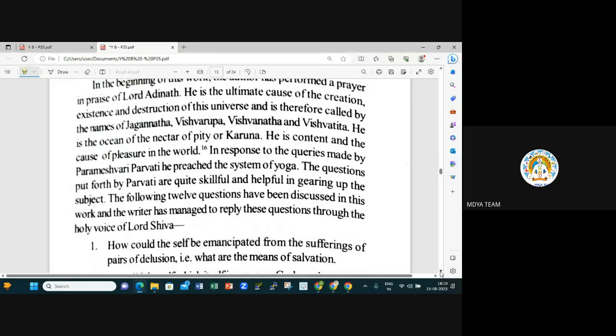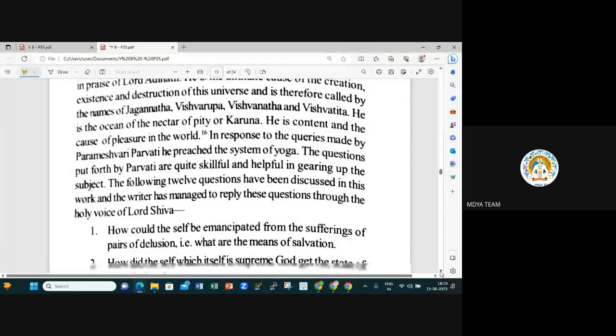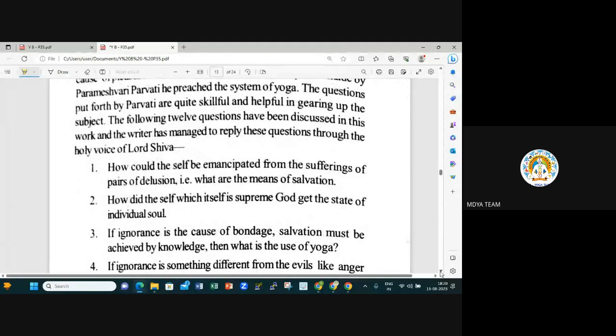Okay, the first question asked by Goddess Parvati to Lord Siva is: how could the self be emancipated from the sufferings of pairs of delusion? The self means here we are talking about the Atma. What do you mean by emancipated? Emancipated means free from. How could a self be free from the suffering of pairs of delusion? Delusion means a false belief. What is the false belief?